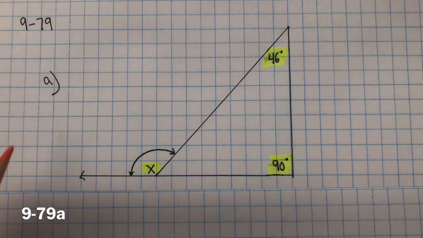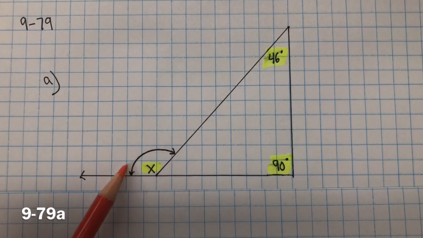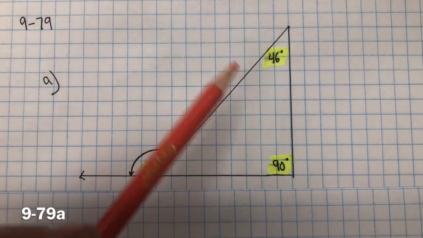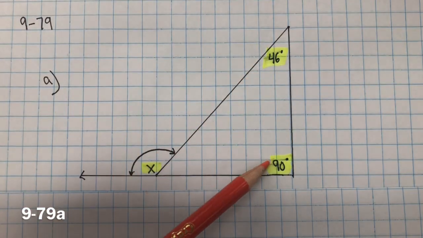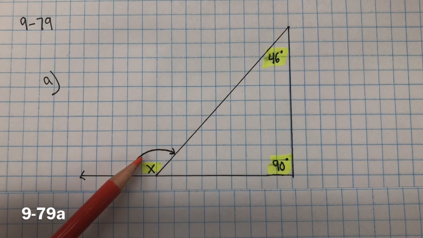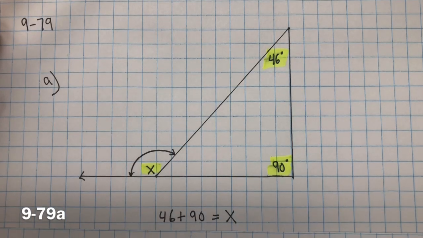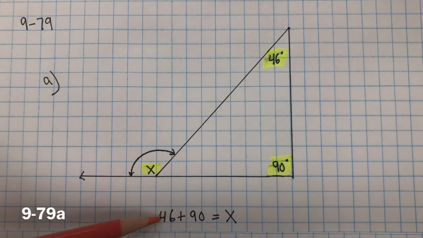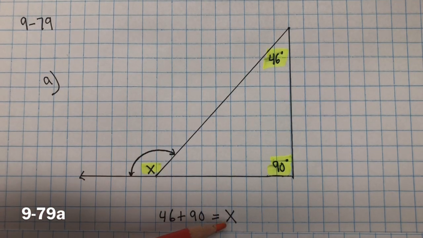For 979a, we need to find the measure for angle x. In order to do that, we can use the exterior angle theorem. The sum of the two remote interior angles equals the exterior angle. So we have 46 plus 90 will equal the exterior angle, which is x.